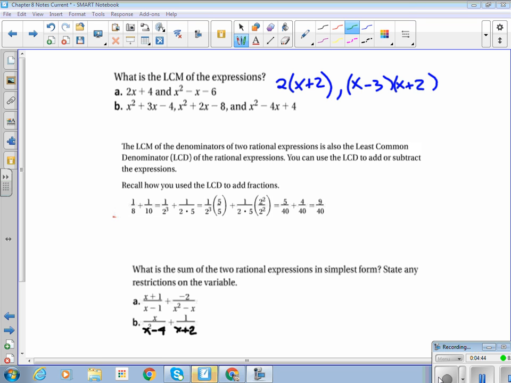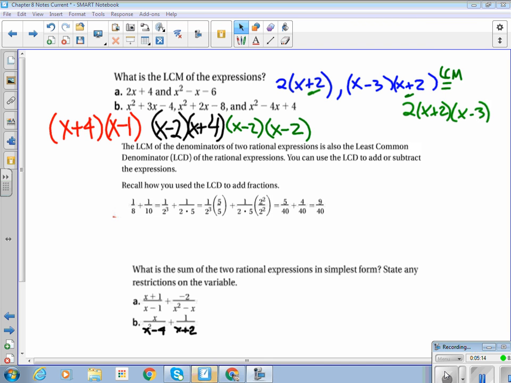Okay, so to find the LCM, the least common multiple, we take each prime factor. I have 2, it's only to the 1 power, I only have one of them. I have x plus 2, which appears here and here, but in each case it's only to the power 1. And I have x minus 3, only to the power 1.